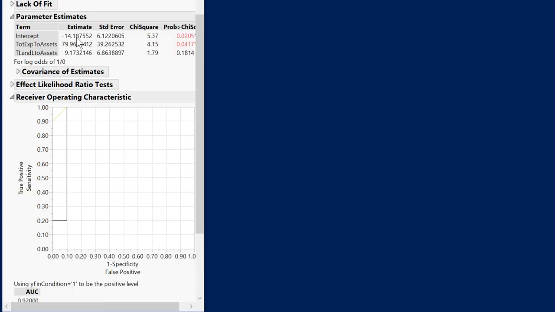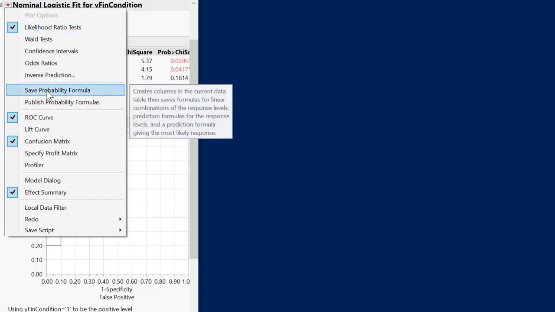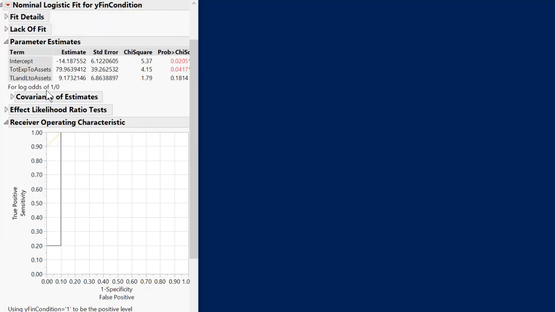The first thing that happened was that after we estimated the regression coefficients for logistic regression, those were multiplied by the x values and added together to get logit, and then logit was turned into probability. How is that done? Pull this down, and then we can say what we want to do is save the probabilities. What this will do is create the logit and the probabilities. So we'll do that now.